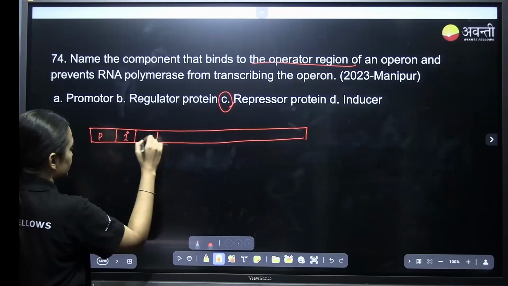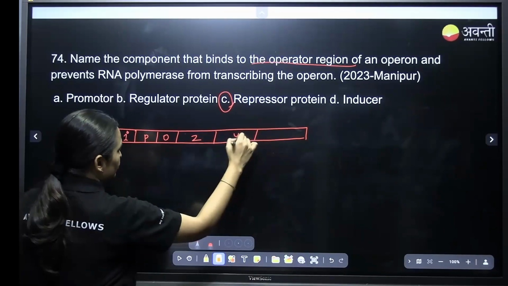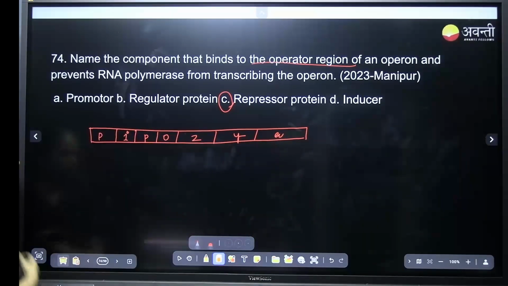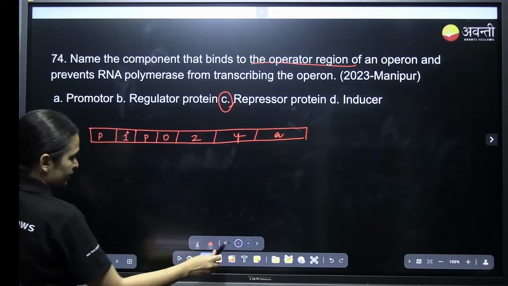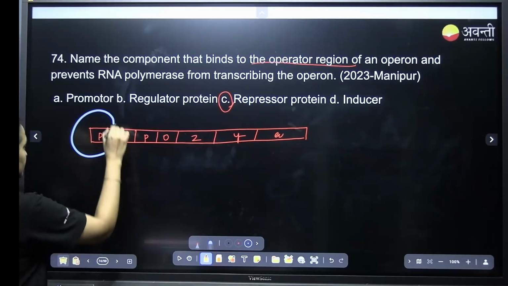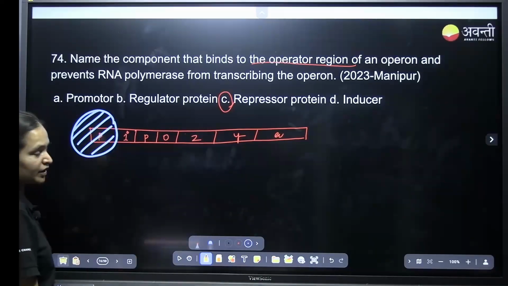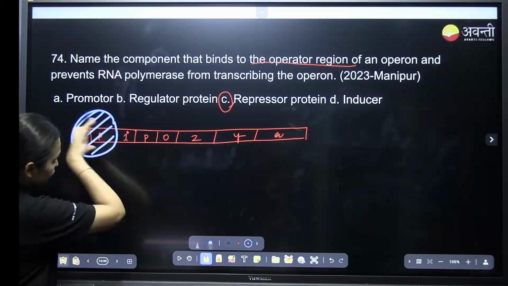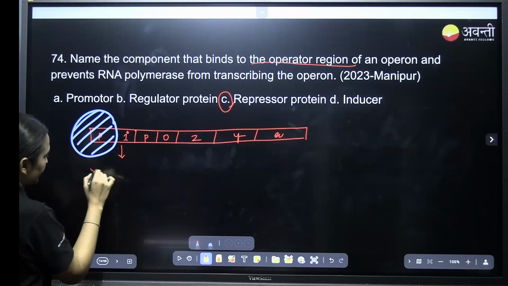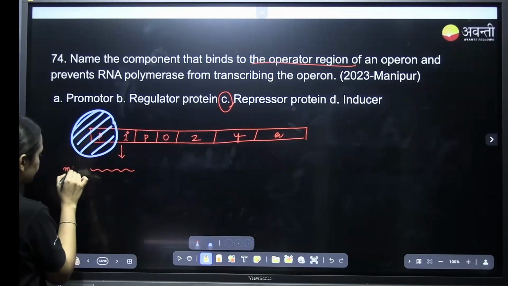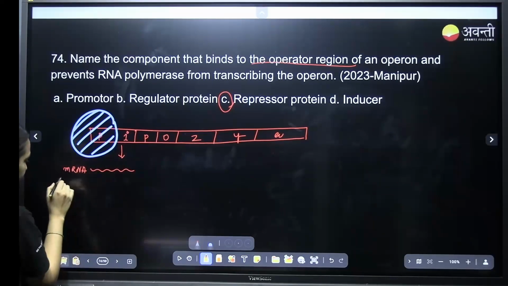Inhibitor, that is the repressor protein gene, then promoter, operator, and Z, Y, and A are the structural genes. Okay, polycistronic. Now the DNA dependent RNA polymerase is transcribing this gene. When it moves forward like this, it transcribes the mRNA of the repressor, the mRNA of the repressor.